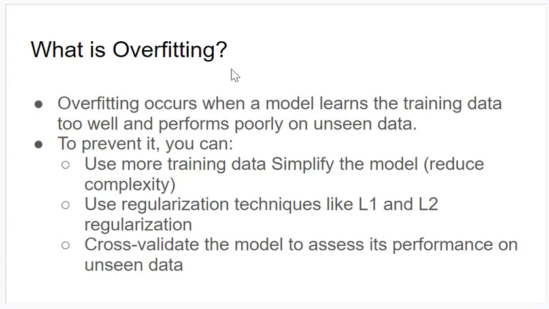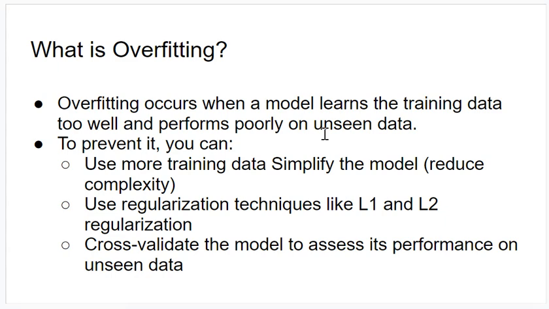What is overfitting in data science? Overfitting occurs when our training model learns really well on the training data and performs very well on it, but when we give unseen data to the model, it performs very poorly. So this is called overfitting. How can you prevent this from happening? For example, you use more training data, reduce the complexity, simplify the model, and use regularization techniques like L1 and L2 regularization. These techniques can also help to prevent overfitting. Or you can cross-validate the model to assess its performance on unseen data.